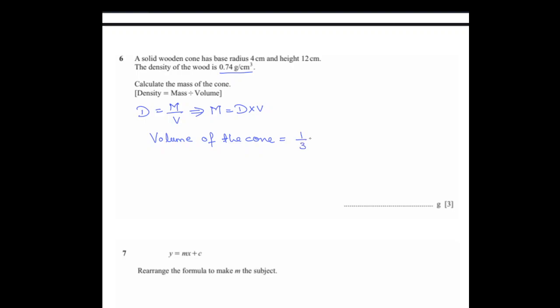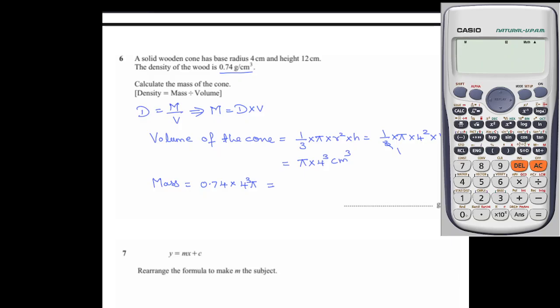The volume is one by 3 pi r square h. One by 3 into pi into r, the radius, is 4 squared, height is 12. 3 times 4 is 12, so the volume will be pi into 4 cube. We need to find the mass. Mass is equal to density into volume, 0.74 into the volume, in centimeter cube. So 0.74 into 4 cube into pi.